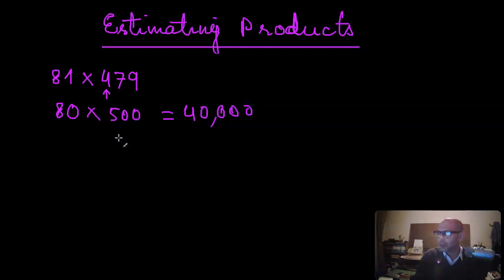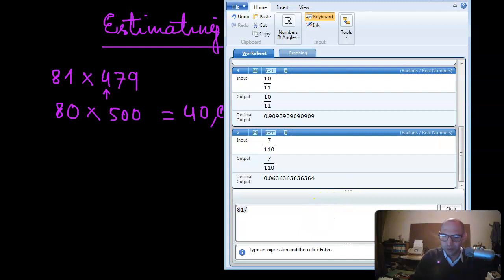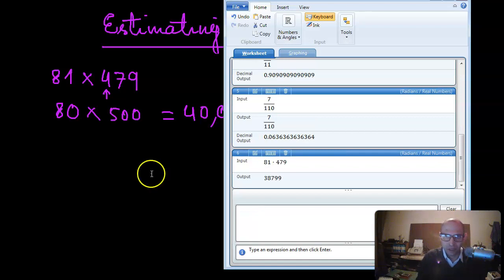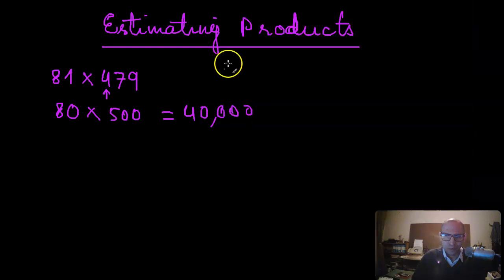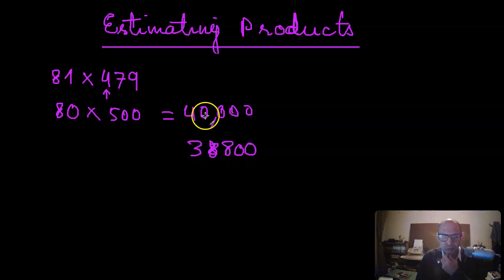And the actual calculation is 81 times 479, and you see that the actual answer is approximately 38,800. So the only difference is about 1,200. So it's a very good approximation, right?